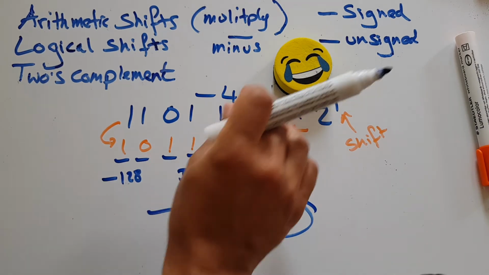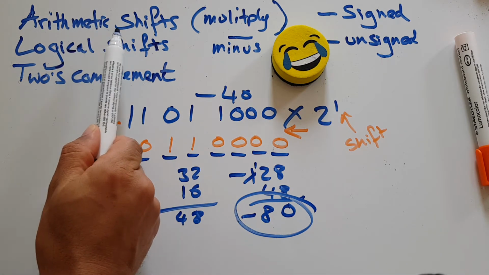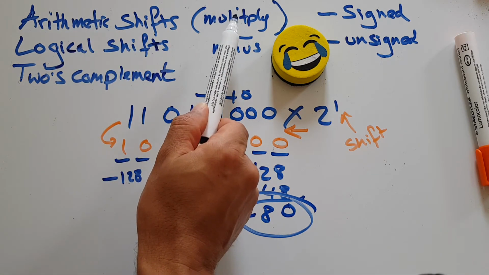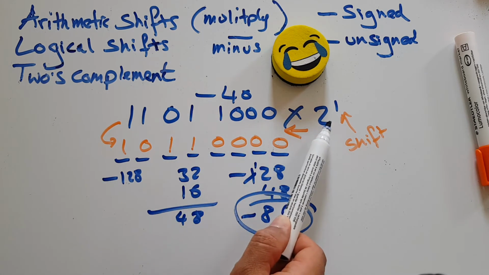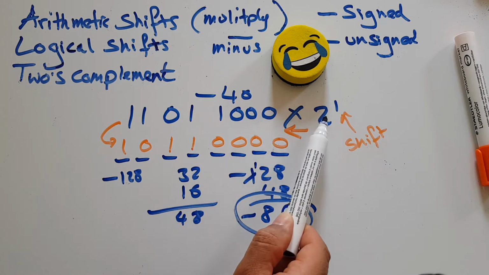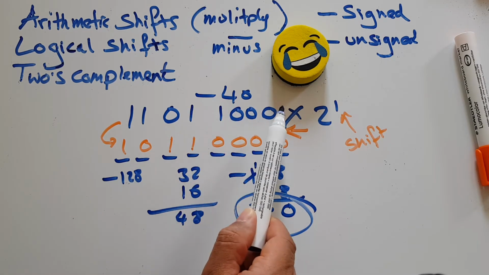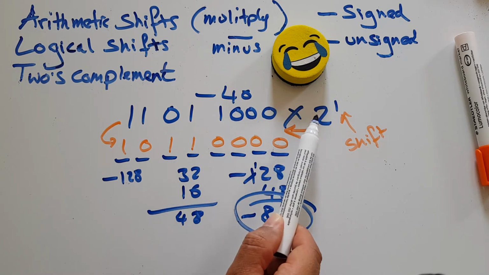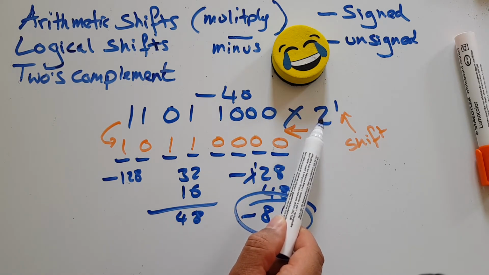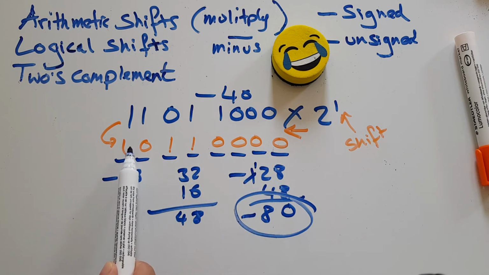So let's just recap it one more time. Arithmetic shifts allow me to multiply a binary number by a power of 2. I'm multiplying this blue binary number by 2. The blue binary number is actually minus 40, so I'm doing minus 40 times 2. Minus 40 times 2 is minus 80. I perform the arithmetic shift using the orange there, and I calculate it back, and I do in fact get minus 80. So that's worked.